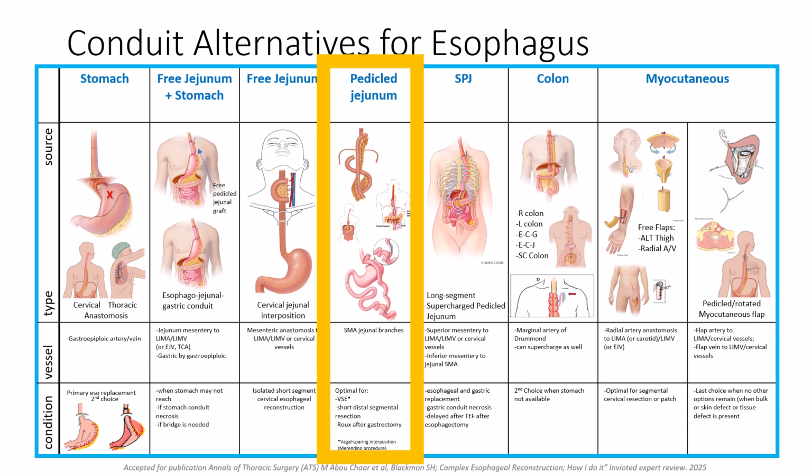Next, we'll talk about pedicled jejunum. Pedicled jejunum is ideal for vagal-sparing esophagectomies, short distal segmental resections, a roux after gastrectomy. However, it's important to note that only vagal-sparing interpositions can be performed. Commonly, this is referred to as a Marandino procedure for patients who have gastrointestinal stromal cell tumors, extensive leiomyomas that require resection of the esophagus, although this is rarely indicated.